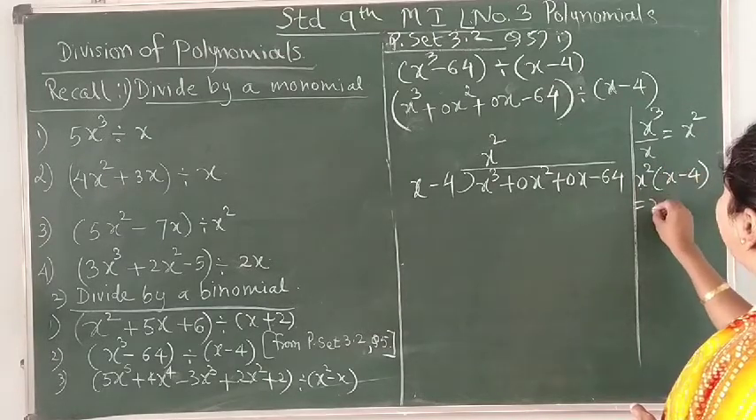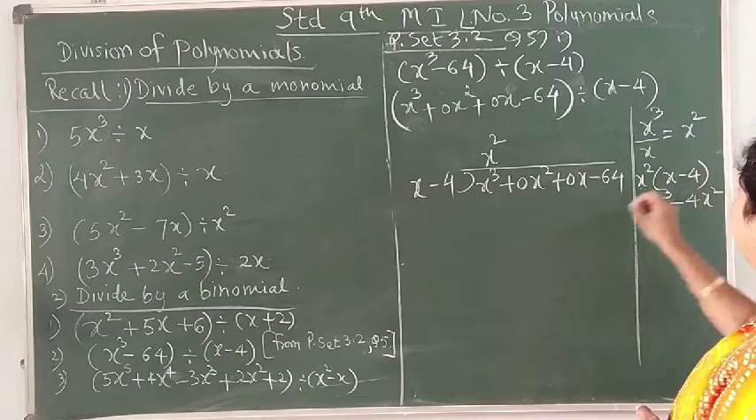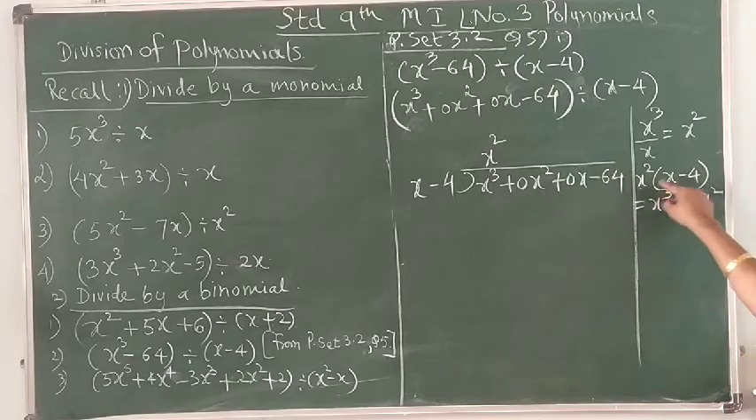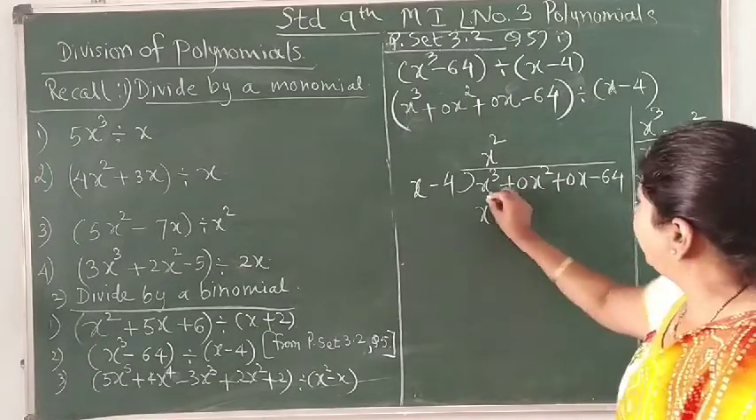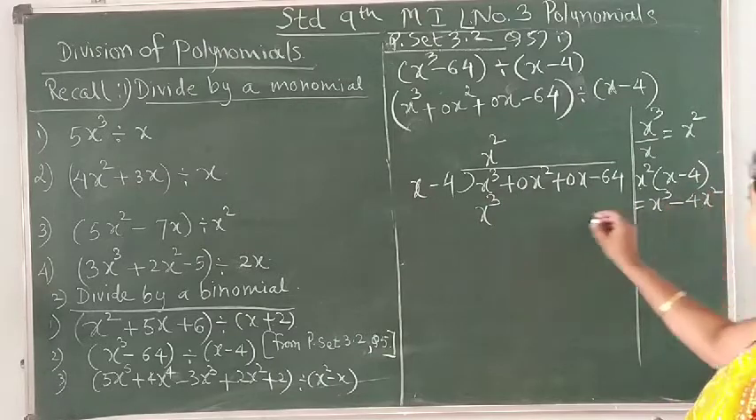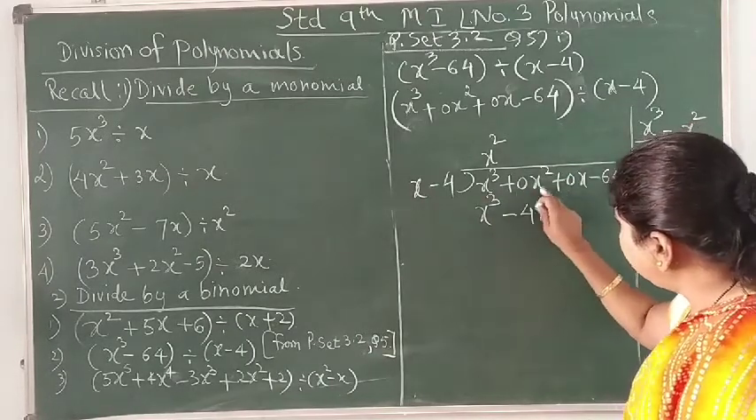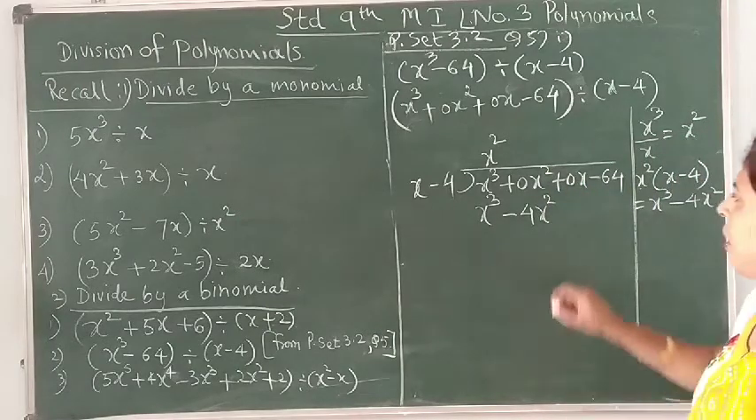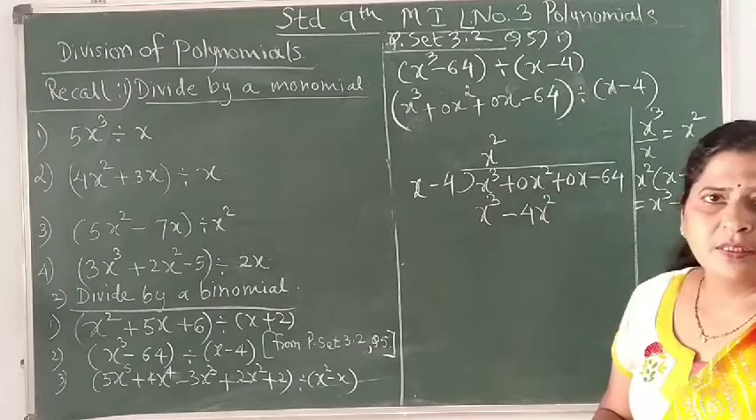So the product is going to be x cube minus 4x square. Okay, so x square into x cube, x square into minus 4 is minus 4x square. So this product we will write x cube below x cube. Now minus 4x square, we have written below this 0x square.